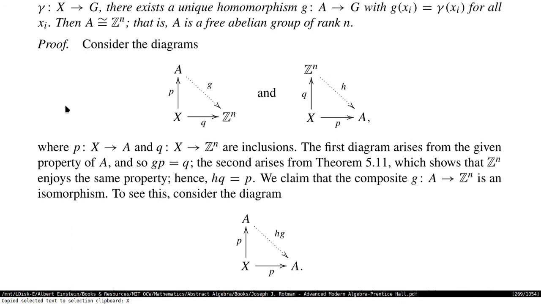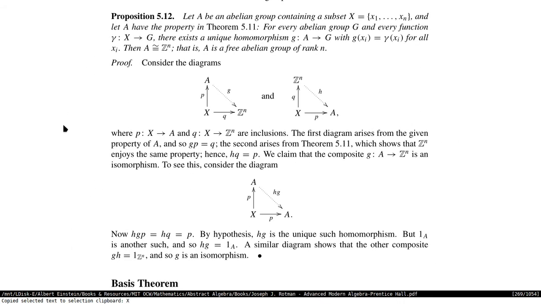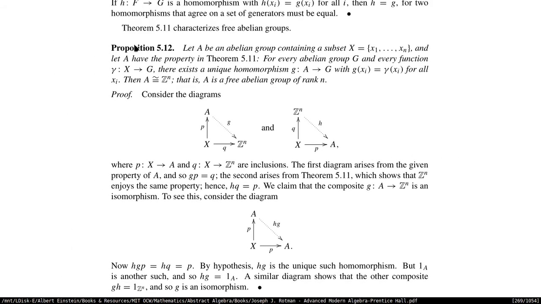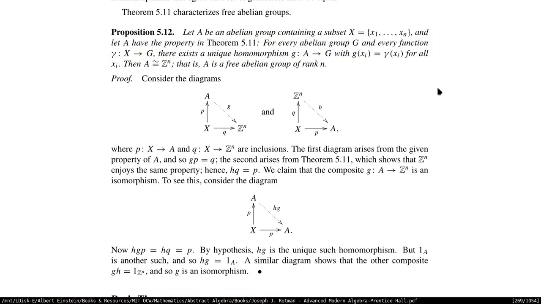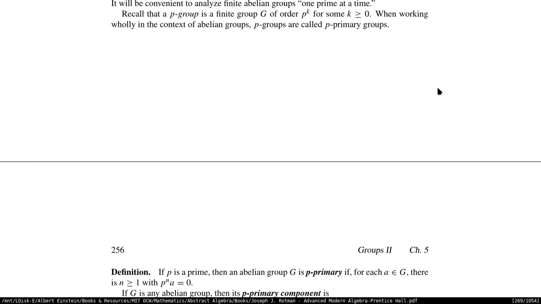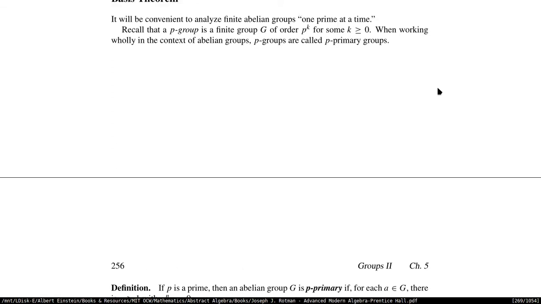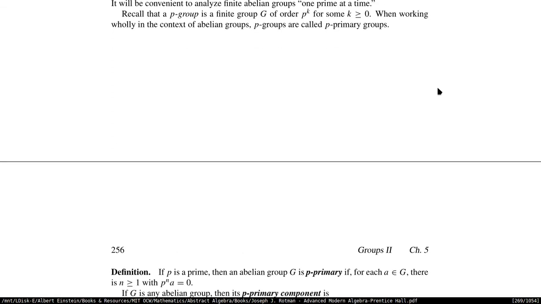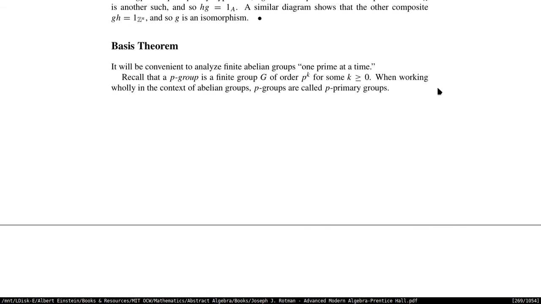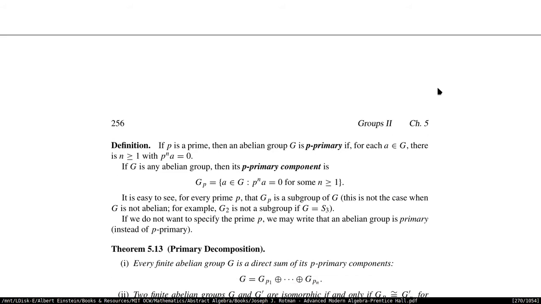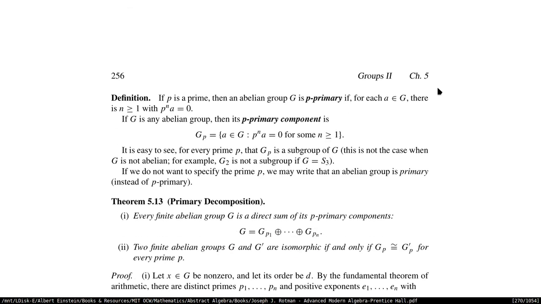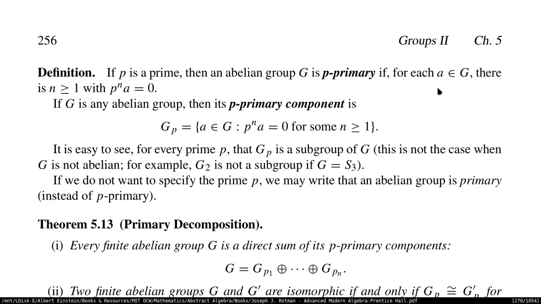I would recommend going through this again to make more sense of it, but it's the proposition which is going to be of more use to us. Okay, finally we have to go to the basis theorem. We're going to introduce some more terminology. Rotman is pretty rough on this. So we include this P-primary stuff, right?